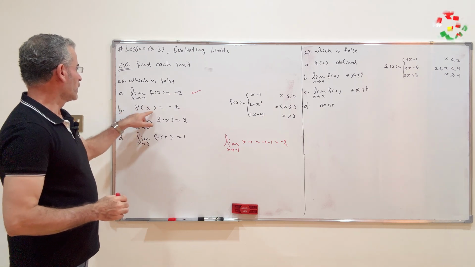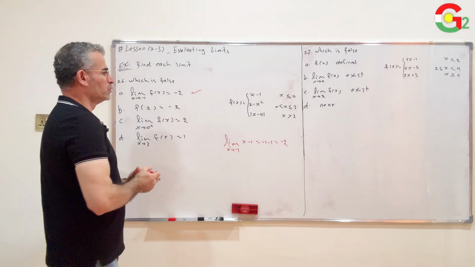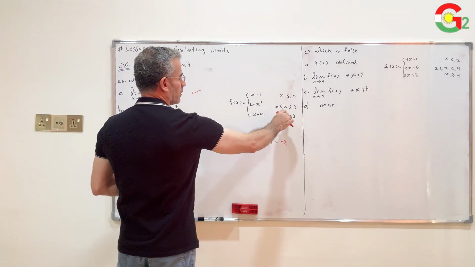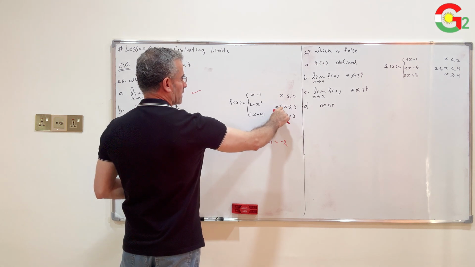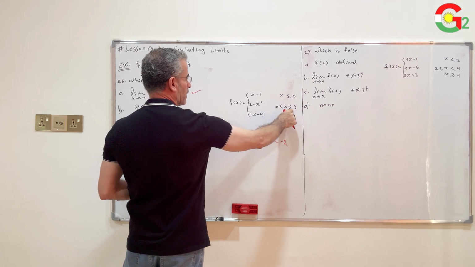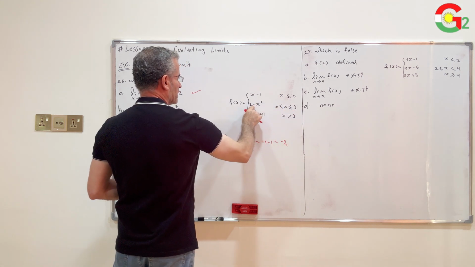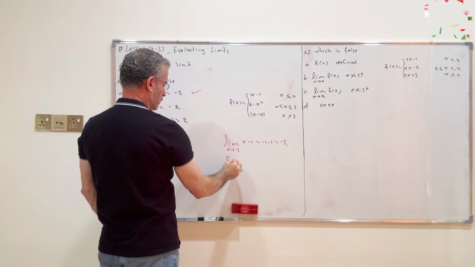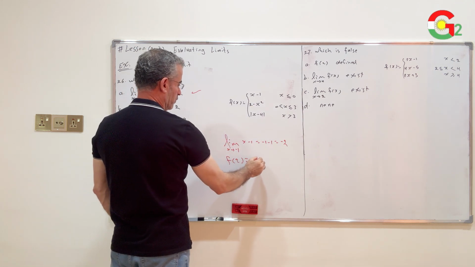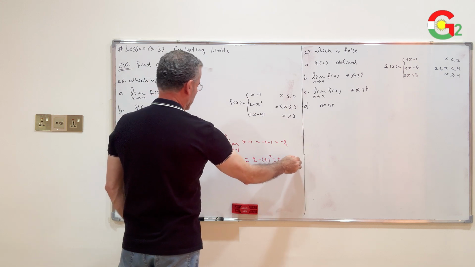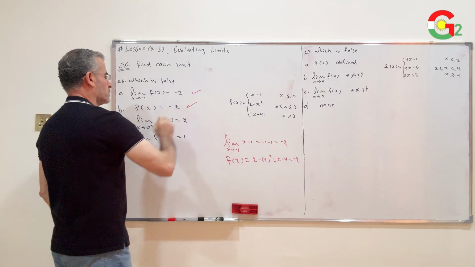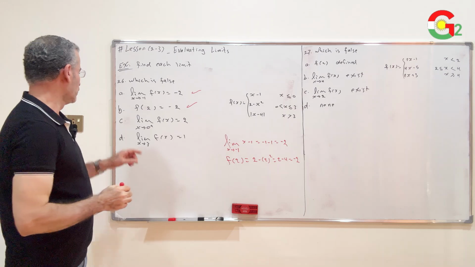F of 2 equals negative 2. For f of 2, 2 belongs to this interval. It is greater than 0, less than or equal to 3. Then I'll substitute here f of 2 equals 2 minus 2 squared equals 2 minus 4 equals negative 2. So this statement is true.